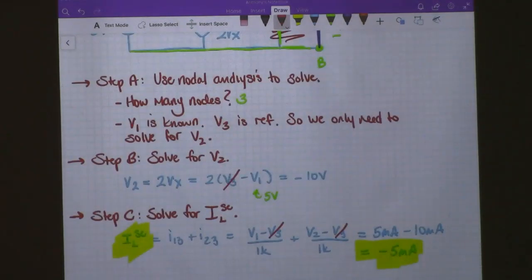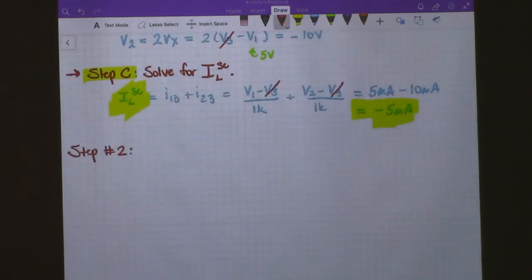So all three of these steps, just realize they're part of step number one. They're like little mini steps. Okay, step two is going to be to calculate VL open circuit, which is equal to V Thevenin. All right. So hopefully you're seeing here that we're building upon Chapter 3 stuff.